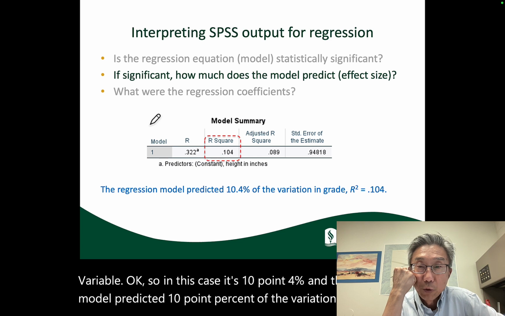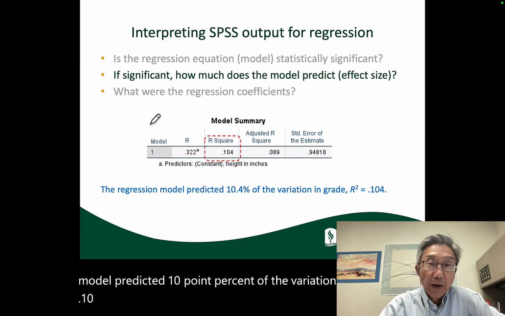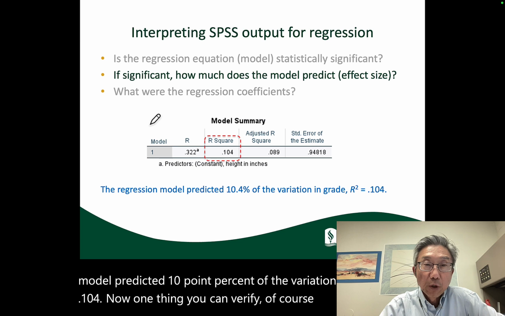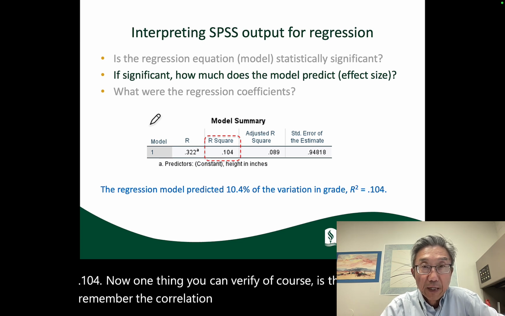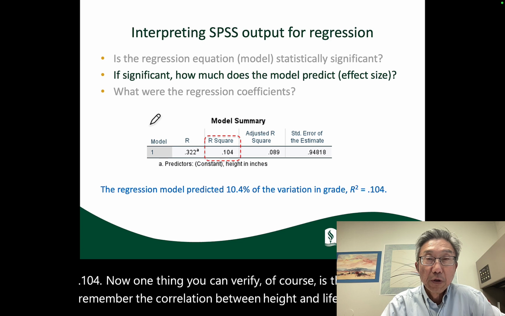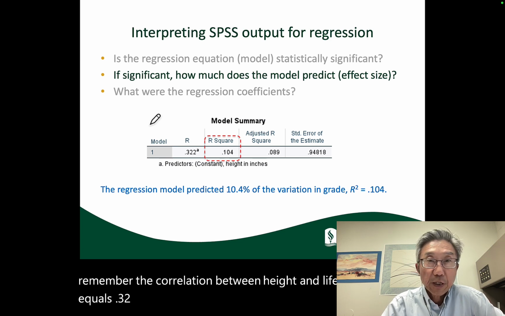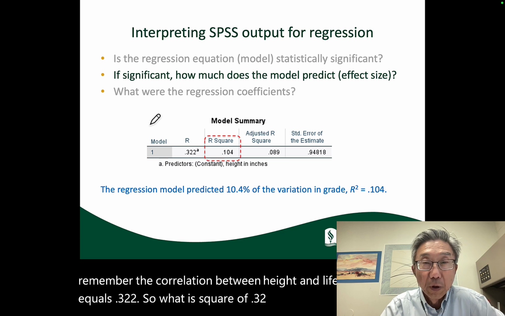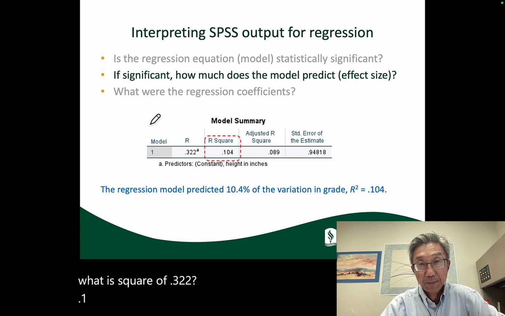R squared equals 0.104. Now, one thing you can verify, of course, is that you remember the correlation between height and life satisfaction equals 0.322. So what is the square of 0.322? Well, 0.104. Okay, so this is how much we can predict.